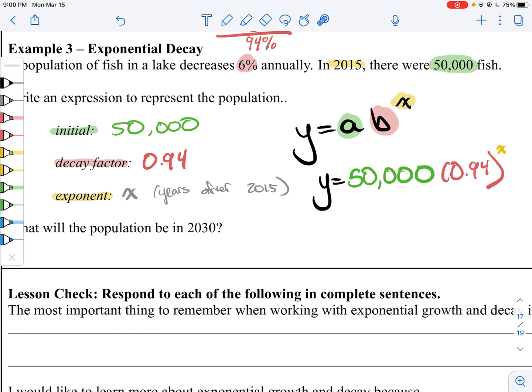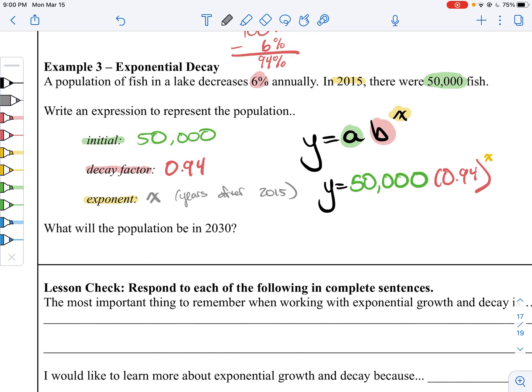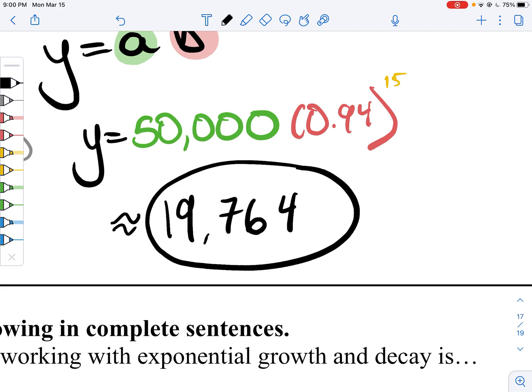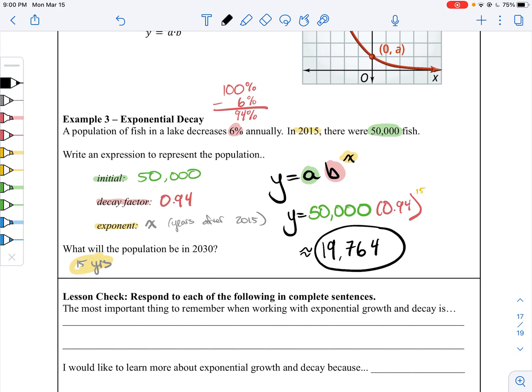Sweet. So what will the population be in 2030? Well, 2030 is 15 years after 2015. So we need to make 15 our x. So give us 0.94 to the 15th power. Plug that in. It comes out to approximately 19,764 fish. So after 15 years, we have less than half of the fish left. Rip.